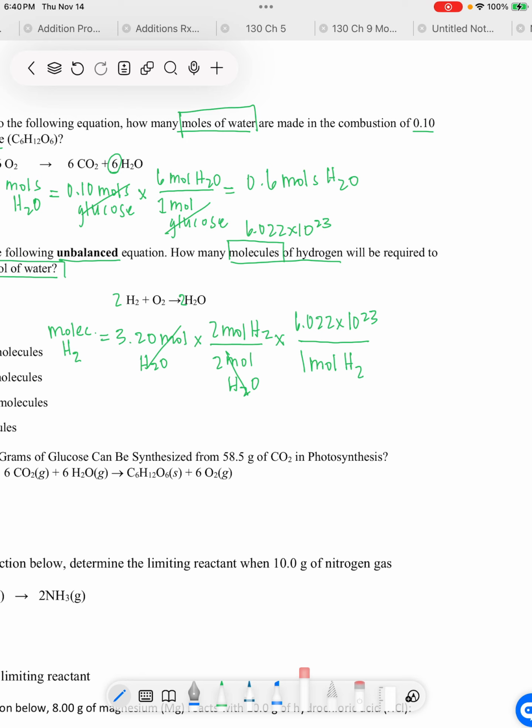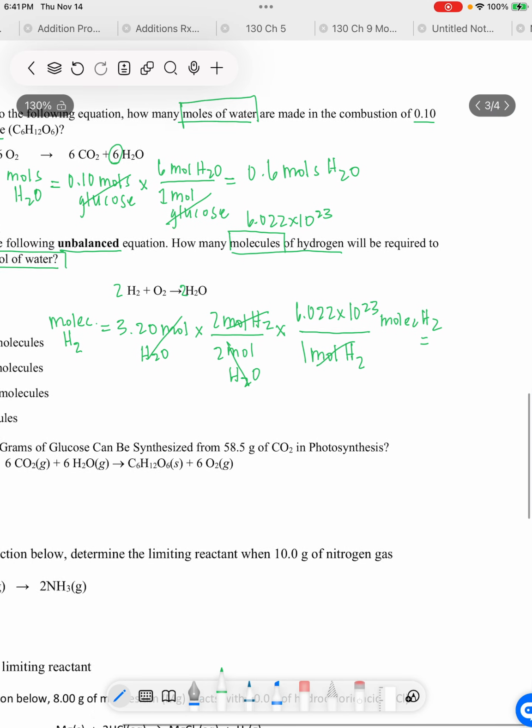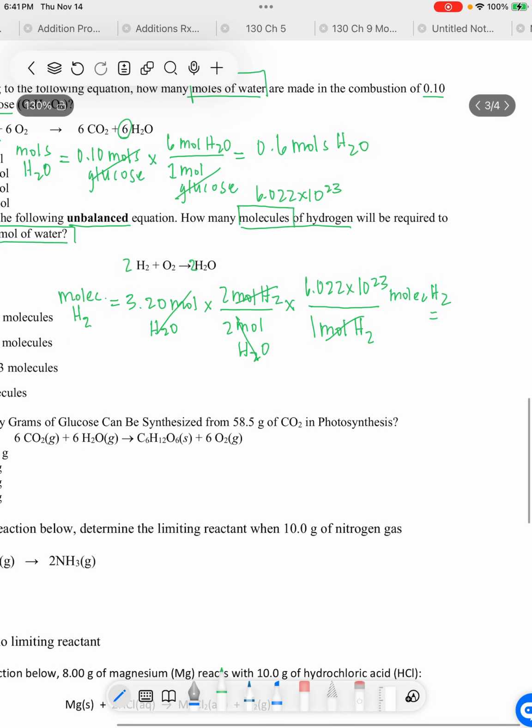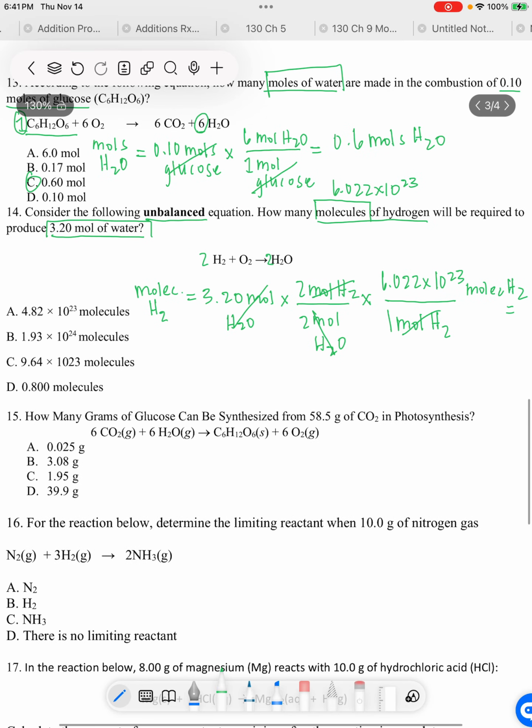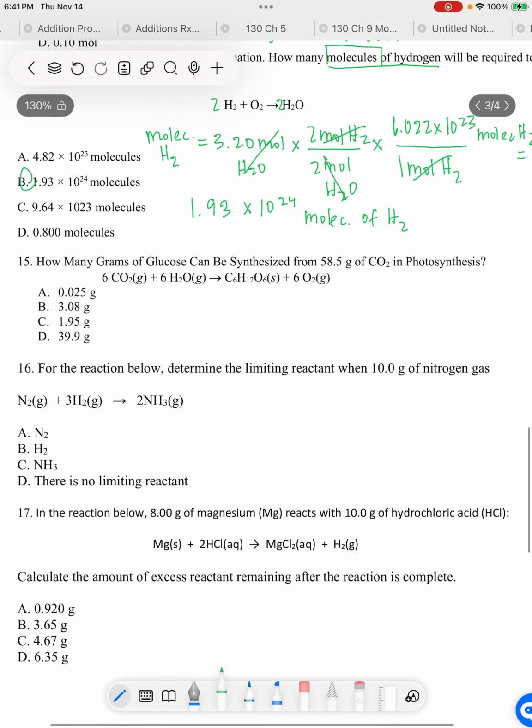So now we have molecules of H2 on top. You can cross off moles of H2. And now we can just multiply straight across. And we get 1.93 times 10 to the 24th molecules of hydrogen. So that's B. All right, and I'll stop the video and start another one.